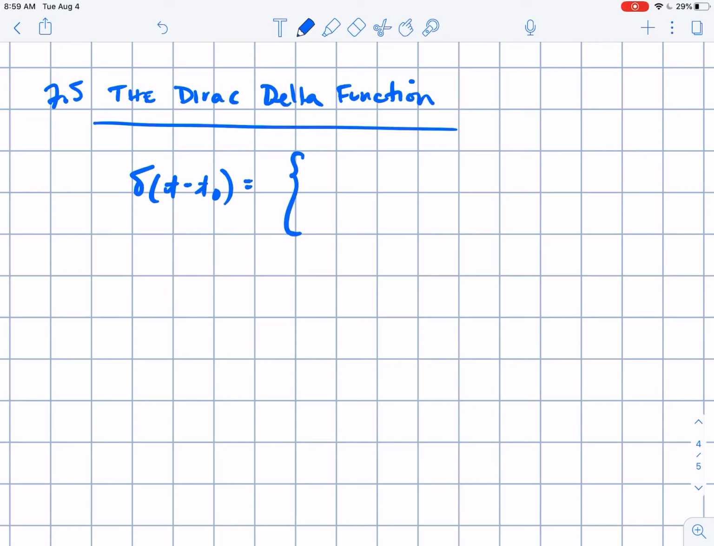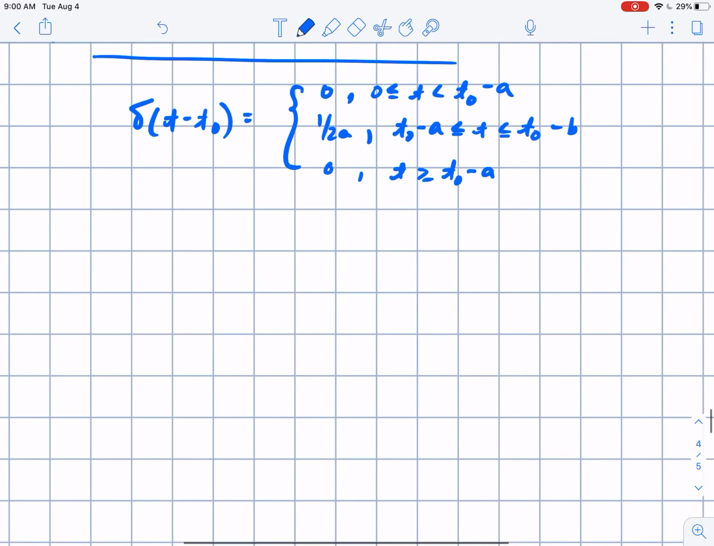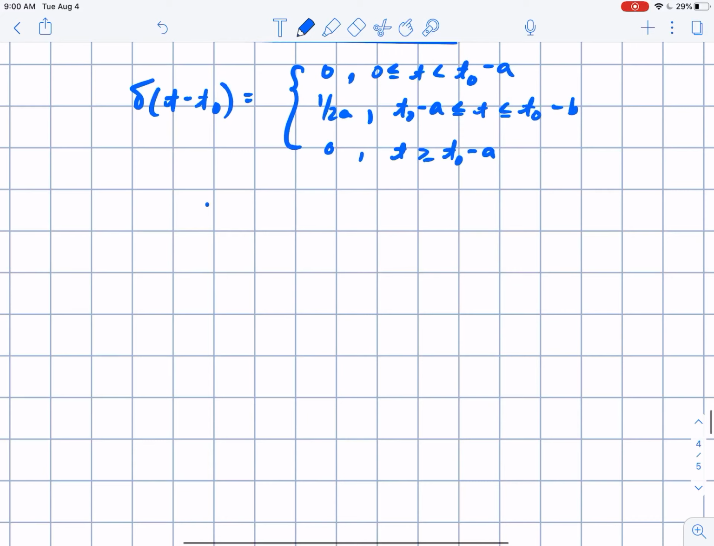So you have a piecewise function, kind of like a step function again, where you just have some type of force for a short period of time. So you can see t sub 0 minus a to t sub 0 minus b, that short distance or short time is when the force is acted upon, right? So they call it a unit impulse.